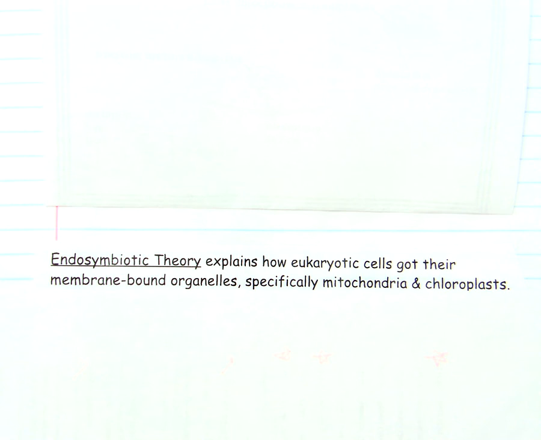So endosymbiotic theory, it explains how eukaryotic cells got their membrane-bound organelles, specifically the mitochondria, so the powerhouse, and the chloroplasts. Chloroplasts are the cells that do photosynthesis to make the glucose, to make the food.